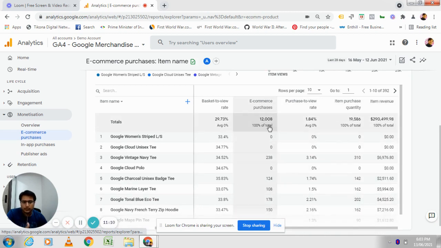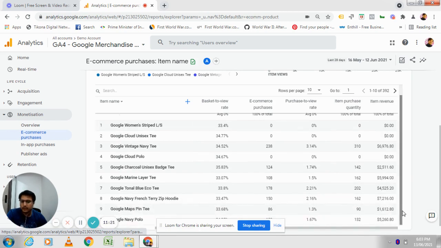Now, for each of those purchases, you can also see what the item purchase quantity is. So that is also very interesting, and you can do a lot more analysis on top of this. This is very important. Now, coming to the other segment, in-app purchases.